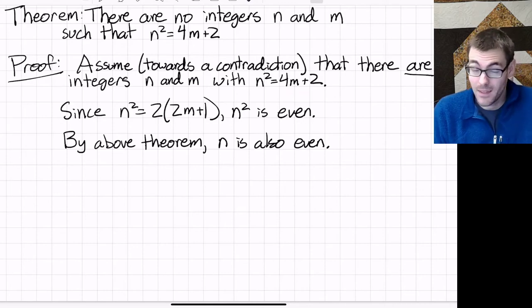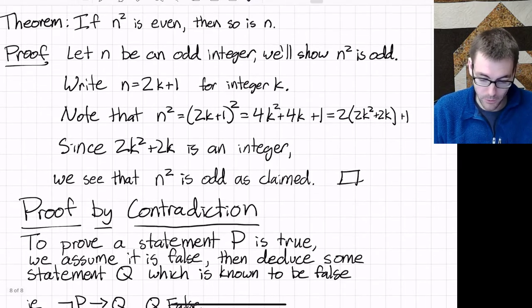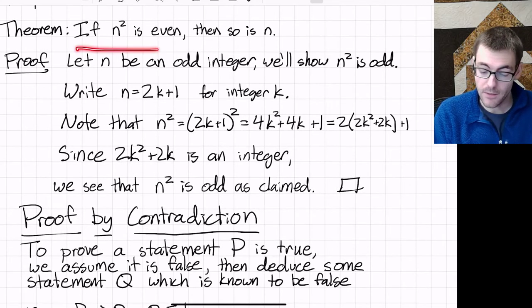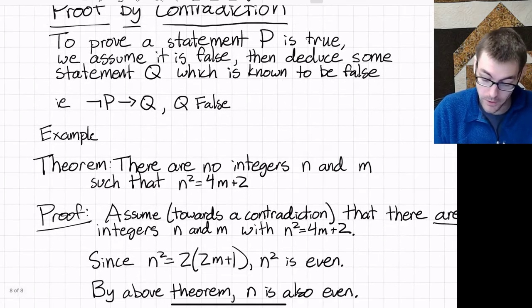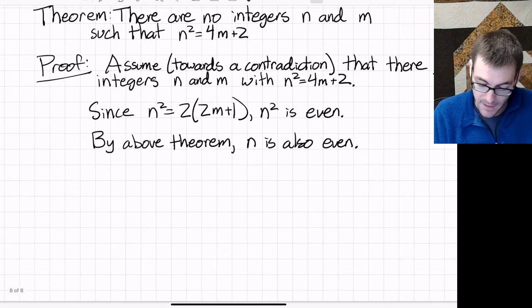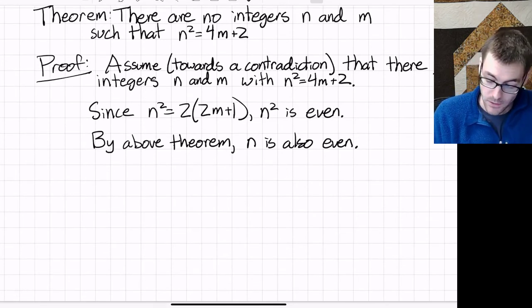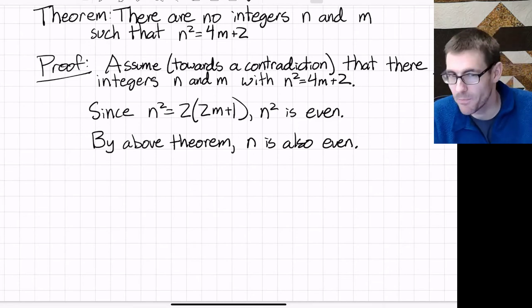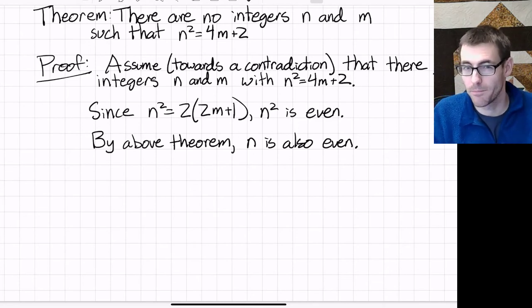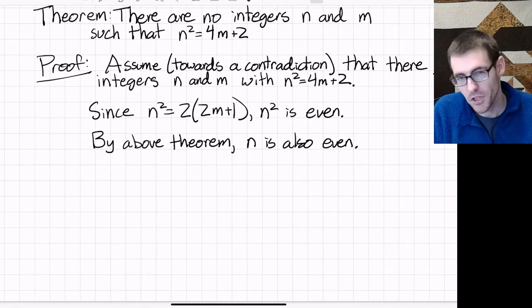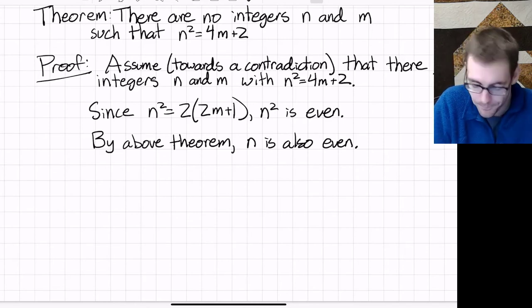And by this theorem that we had just done, so if you'll recall, we had recently proven that if n squared is even, then so is n. Well, we're going to use that now. So by the above theorem, n is also even. So this is a situation where maybe it would have been a good idea if we had numbered our theorems, but that ship has sailed. So we're just going by the above theorem.